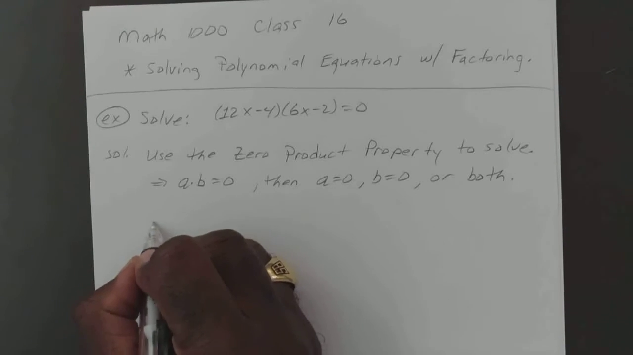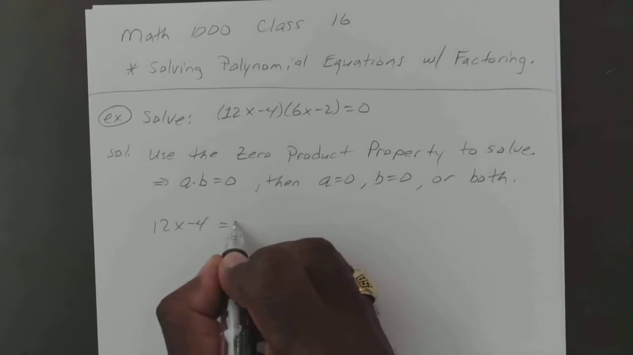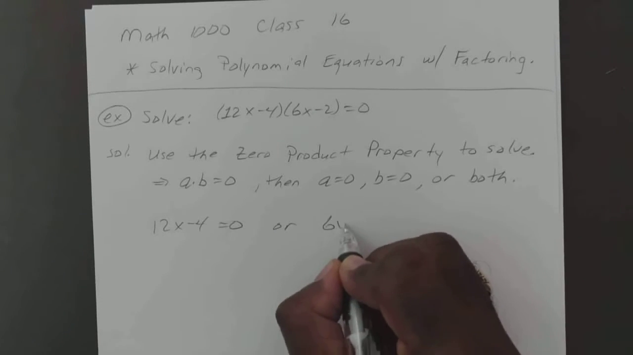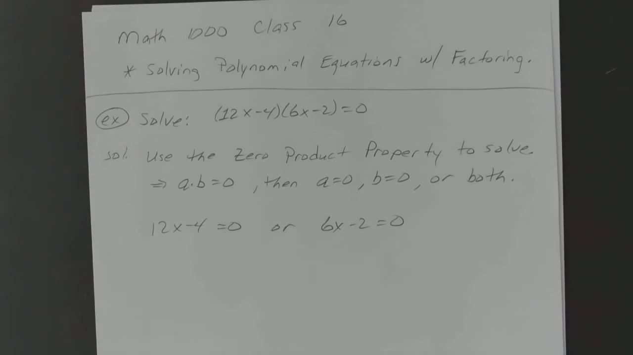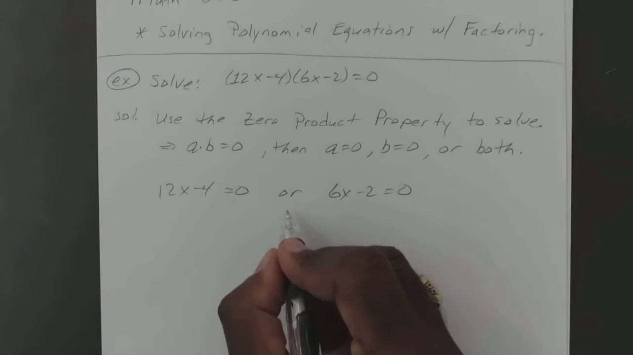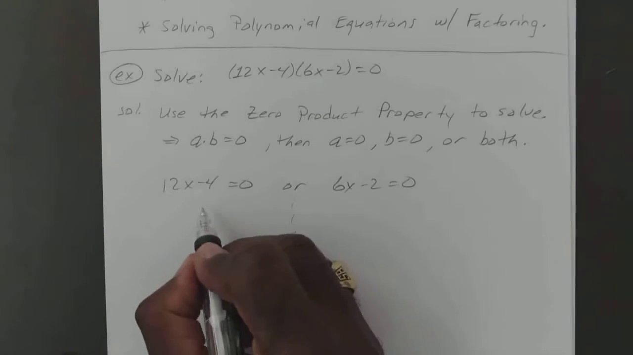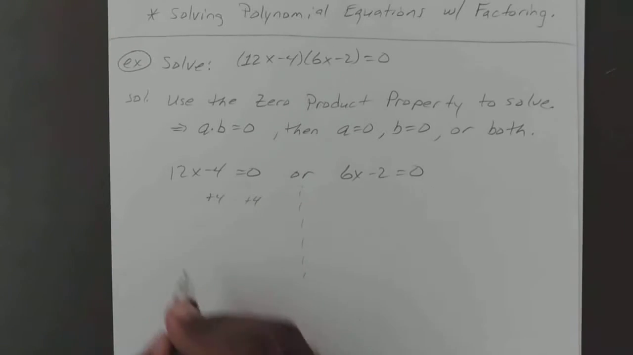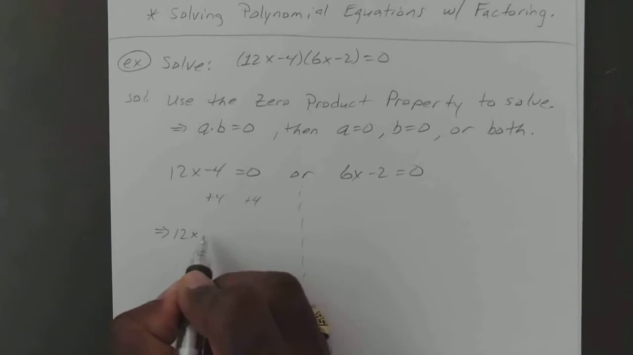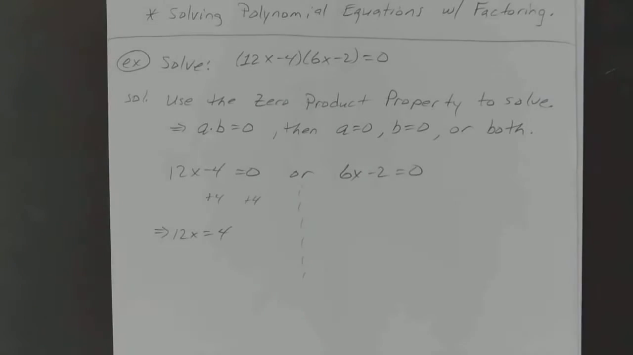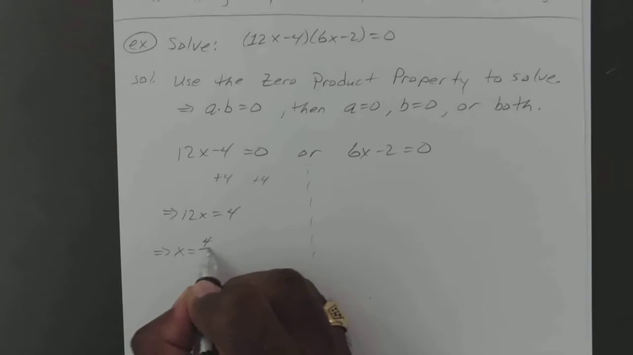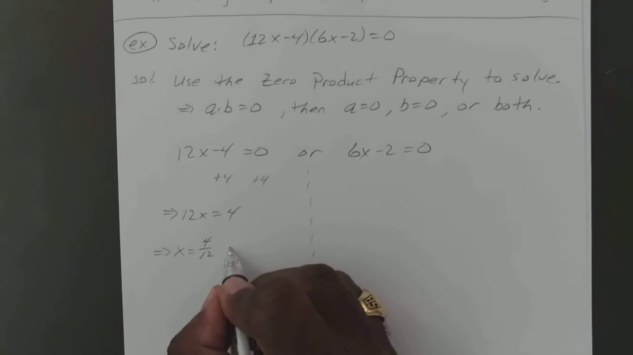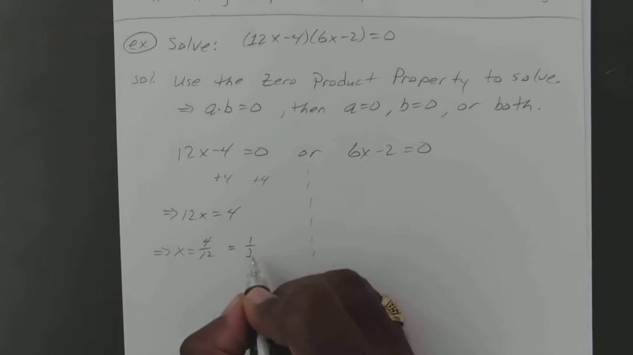Okay, so that means 12x minus 4 can equal 0, or 6x minus 2 can equal 0. Okay, so just draw a little line. So if we add 4 to both sides here, we have 12x equals 4. Divide both sides by 12. You have x equals 4 over 12. Or simplified, it's just 1/3.